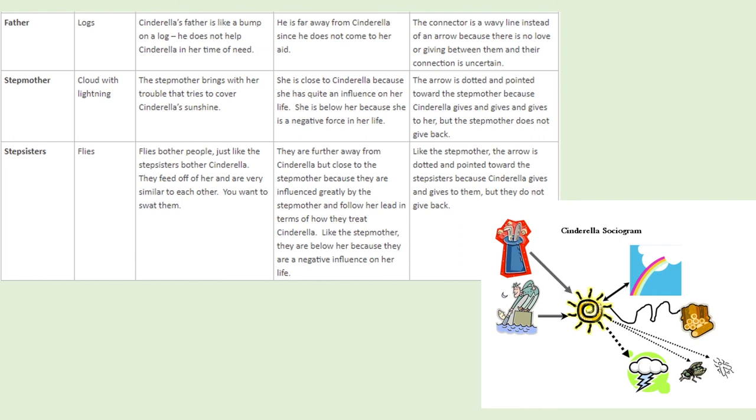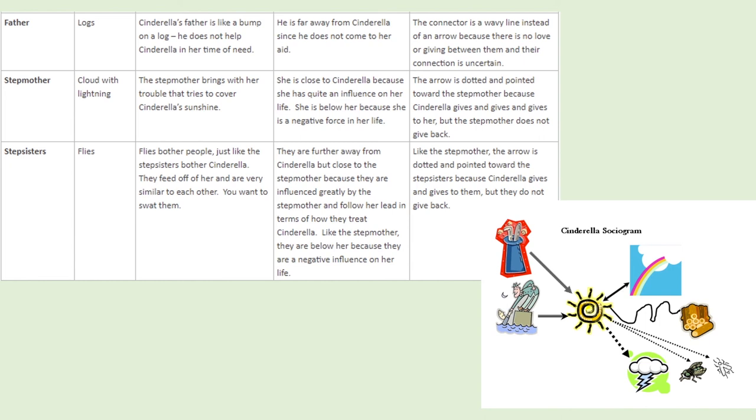So notice that a lot of the symbols here are connected to the symbol of Cinderella. So there's a relationship between the symbols themselves in this example of a sociogram. For the stepmother, she's close to Cinderella because she has quite an influence on her, but she's below her because she's a negative force in her life. The arrow is dotted and pointed toward the stepmother because Cinderella gives and gives and gives to her, but the stepmother does not give back.